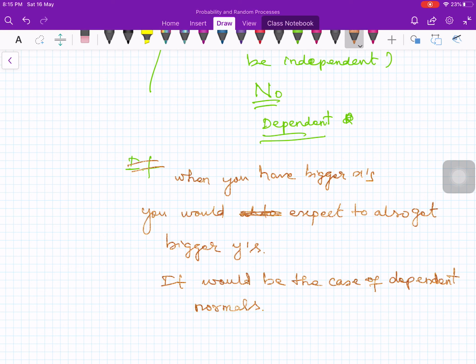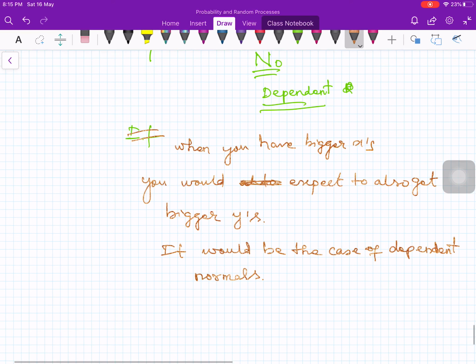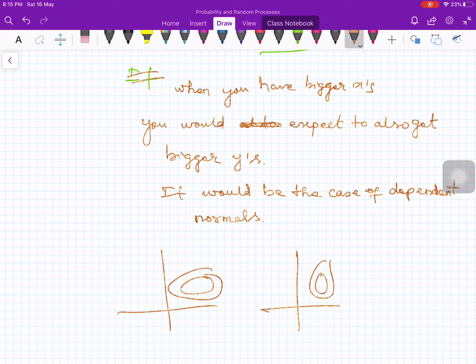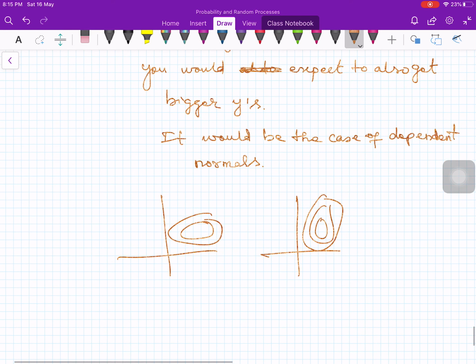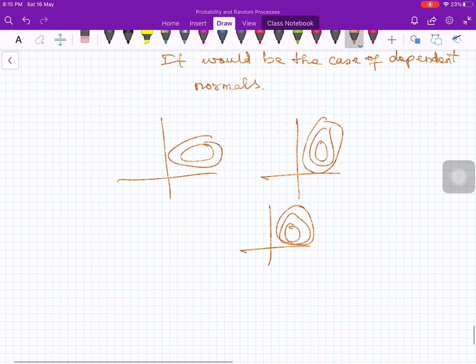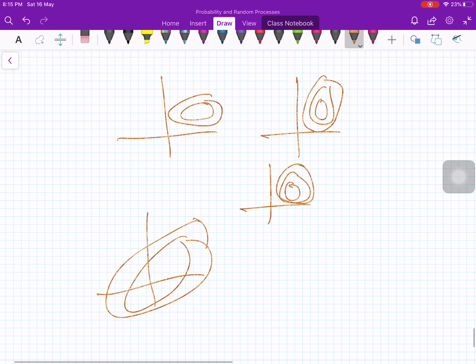When you have two normal random variables and those two normal random variables are independent, then you will get a curve like this, or you will get contours like this, or you will get a circle like this. But the moment it is dependent, then you don't get these three shapes. You will get something like this, okay. So whenever you get a shape like this, it indicates dependent normal random variables.